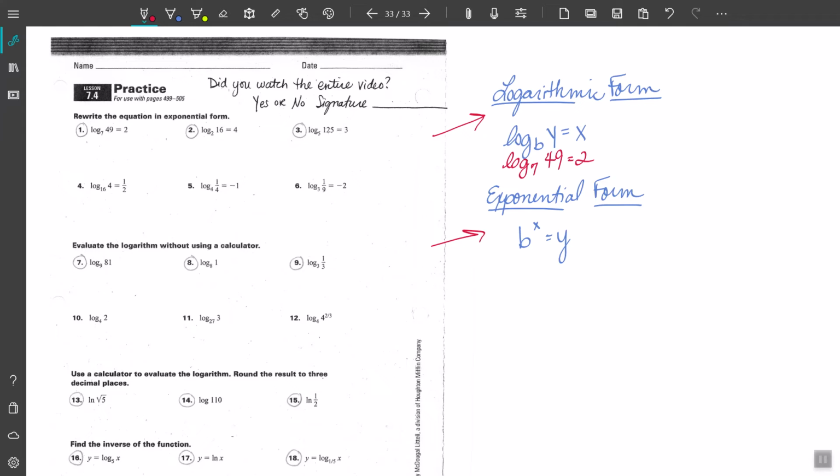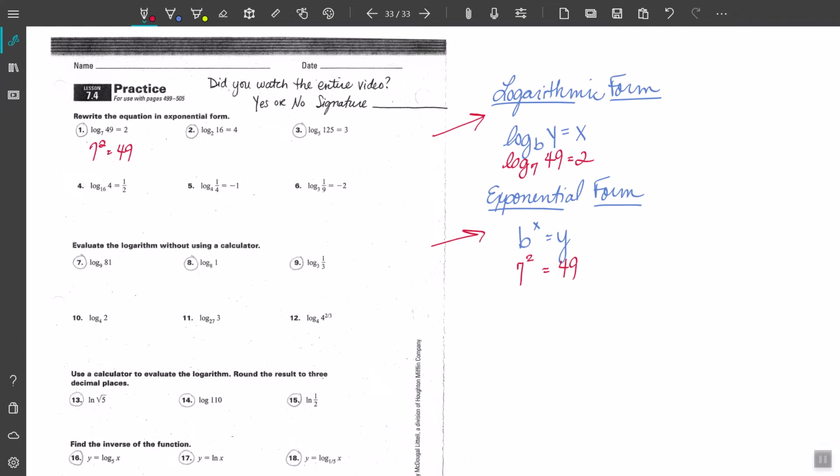And if you can see, if we take those same values that are lining up with each of those variables, and we put it down here into exponential form. So up here we see that our b is 7, we see that our x is 2, and we see that our y is 49. So 7 squared equals 49 is the same thing as this original equation they gave us. We just changed forms. So the top one, the one given, is in logarithmic form. We changed it into exponential form.